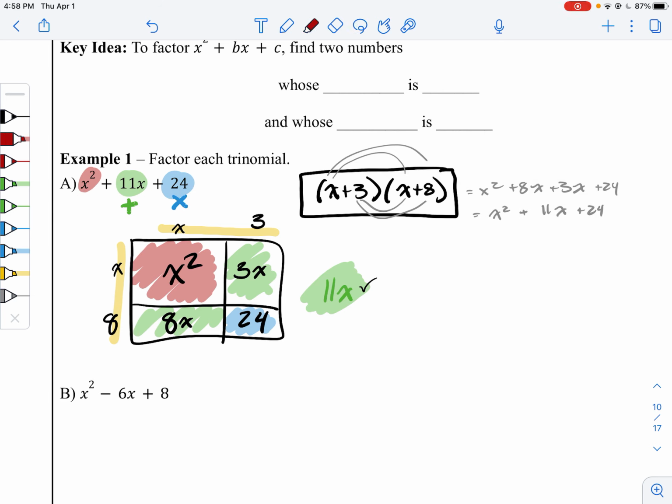Now notice that our x squared here matches this x squared here. This 8x matches this 8x. This 3x matches this 3x. This 24 matches this 24. That is no accident.